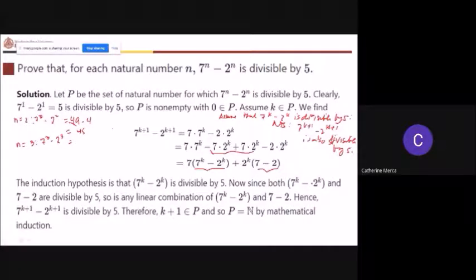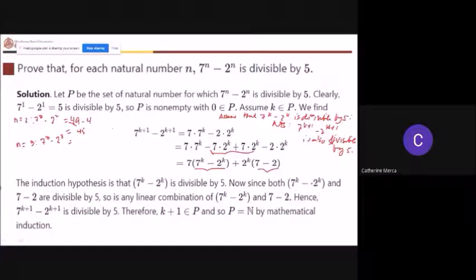So if you have a value divisible by 5 plus a value divisible by 5, then you actually have a linear combination which is divisible by 5. Therefore, this quantity, 7 to the k plus 1 minus 2 to the k plus 1, is also divisible by 5. Hence, by the principle of mathematical induction, you have 7 to the n minus 2 to the n is divisible by 5. Okay? Kung hindi niyo pa master yung PMI, you have to master it, ha?